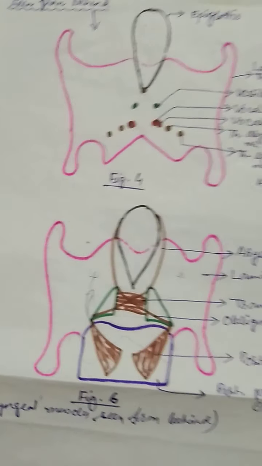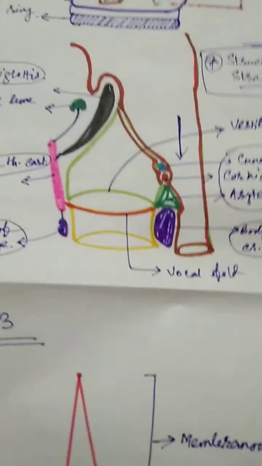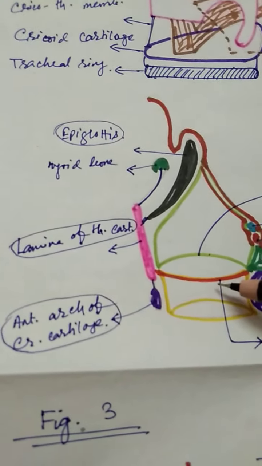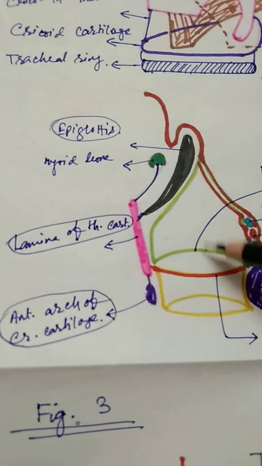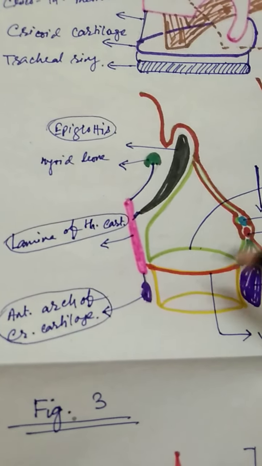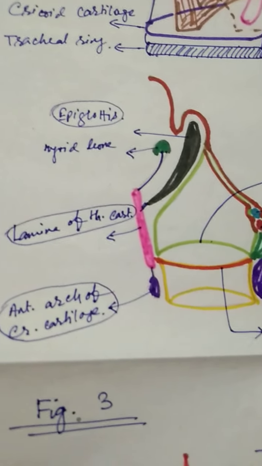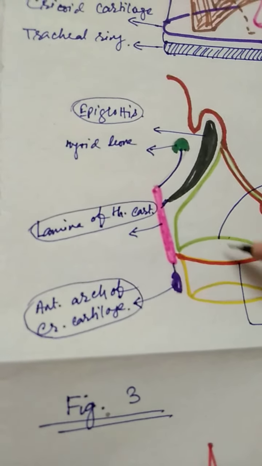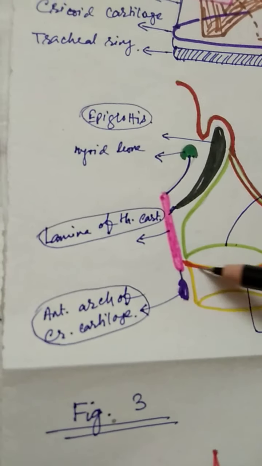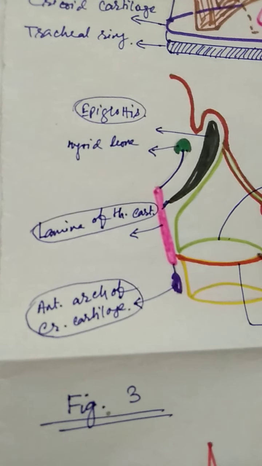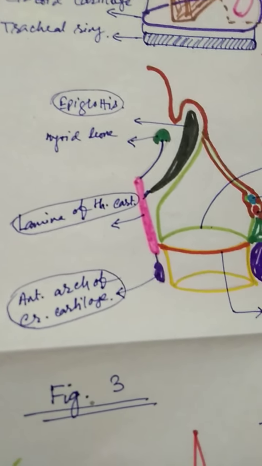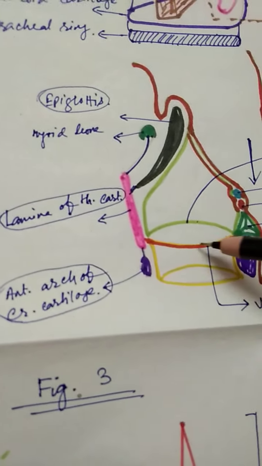Now here you can see this is the vestibular fold and this is the vocal fold. Above there is the quadrangular membrane, and the vocal membrane above is continuous here to form the thickened membrane called the vocal fold. In between the vestibular fold and the vocal fold, there is only mucous membrane covering. This is called the sinus of the larynx. It is very, very important, the sinus of the larynx.